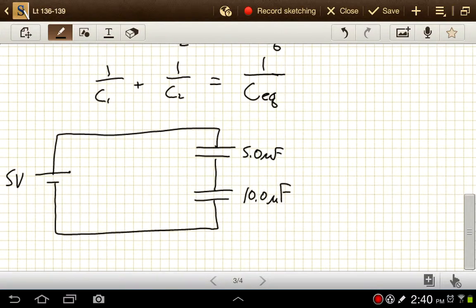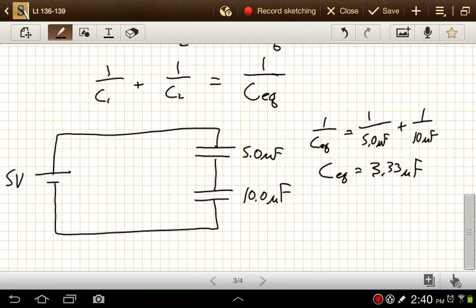And we want to know the voltage across each one of these, the change in voltage or the voltage drop across each one of those capacitors. So first off, we'll find the equivalent capacitance. So 1 over C equivalent is equal to 1 over 5 microfarads plus 1 over 10 microfarads. So we get our equivalent capacitance then is 3 1/3.